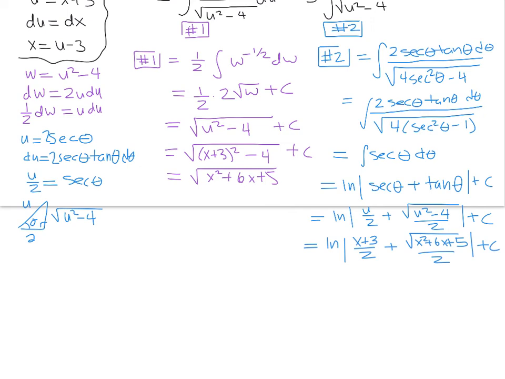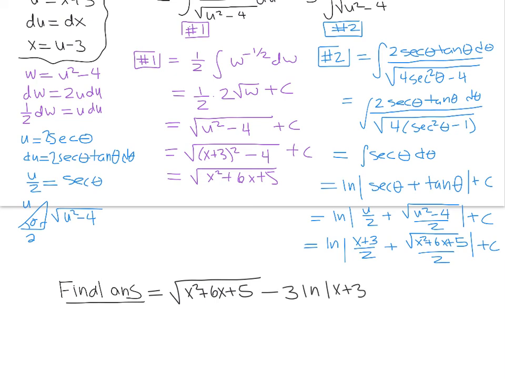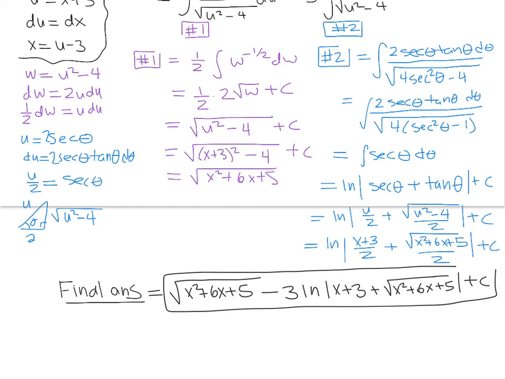So your final answer is equal to integral number 1, so root x squared plus 6x plus 5 minus 3 ln absolute value x plus 3 plus the root x squared plus 6x plus 5. I just chose to take out those over 2's sort of in my head because I know that they could go away and it just saves me writing a fraction. So there's your final answer. If you leave the over 2's there, I'll know that you're right. I won't count you wrong. I'm just saying that they can go away.